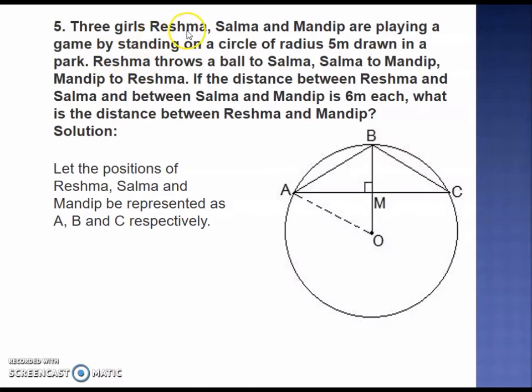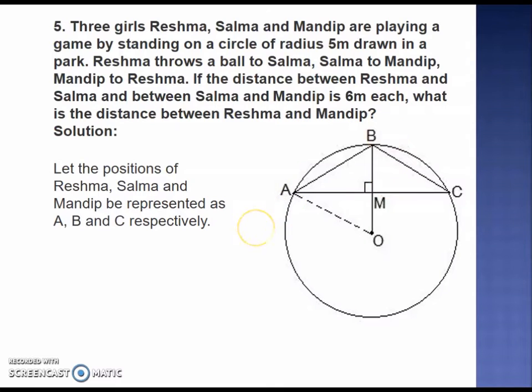So three girls, Reshma, Salma and Mandeep are playing a game by standing on a circle of radius 5 meter drawn in a park. So let's say this is that circle of radius 5 meters and they are standing on the circle, standing on the circumference of the circle. So Reshma throws a ball to Salma, Salma to Mandeep, Mandeep to Reshma. If the distance between Reshma, Salma and Mandeep is 6 meter each, then what is the distance between Reshma and Mandeep?